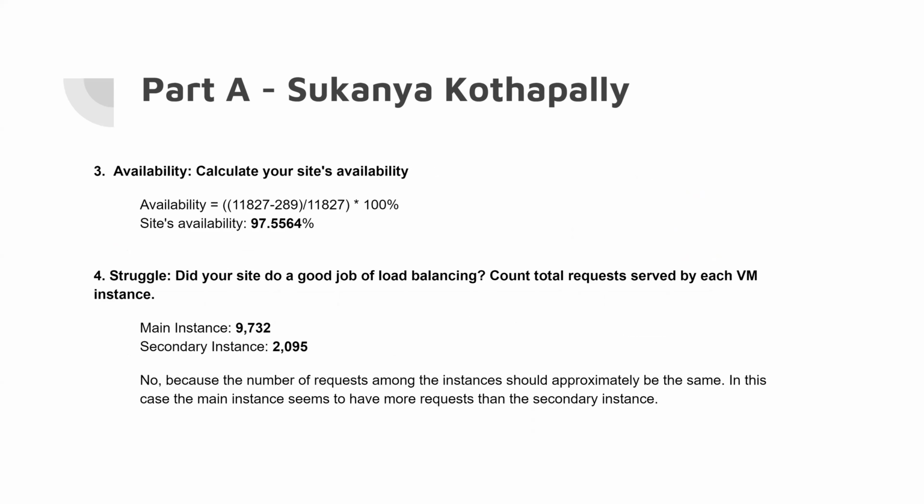And coming to the number of total requests served by each instance, the main instance served 9,732 requests, and the secondary instance served 2,095 requests. Whether the site is doing a good job of load balancing or not: no, the site is not doing a good job, because the number of requests served by the main instance is more than that of the secondary instance. It should be almost similar for it to do a good job. So yeah, the site is not doing a good job of load balancing. Next slide.